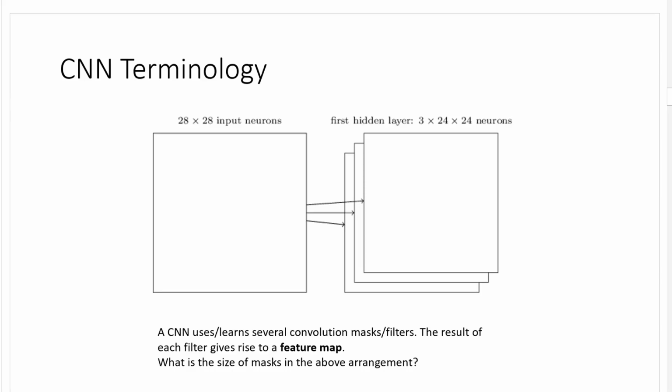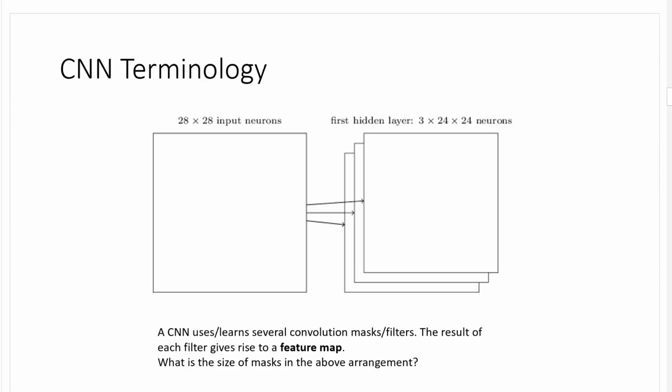Another thing we can note from this picture is the size of the kernel masks. See, the input image is 28 by 28. The hidden layer size is 24 by 24. That means the hidden layer size is 4 pixels less than the input size.